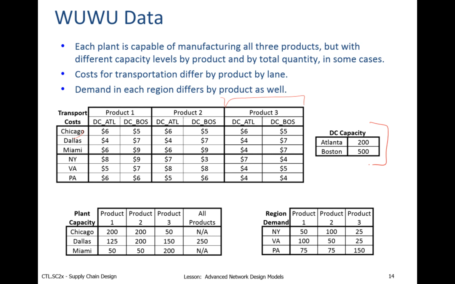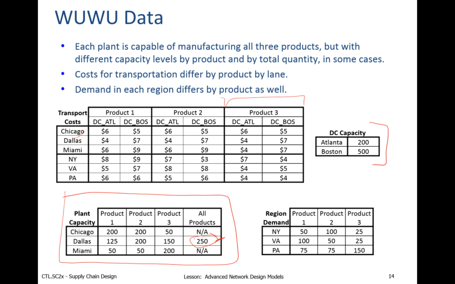Atlanta's 200, Boston's 500. I've got capacity at the plant, and you can see it's by product except for Dallas. Dallas has individual plant product capacities for each of the different products, but then it has an overall plant capacity. So while I can do up to 125 units of product 1, up to 200 units of product 2, and up to 150 units of product 3, combined, it can only be 250.